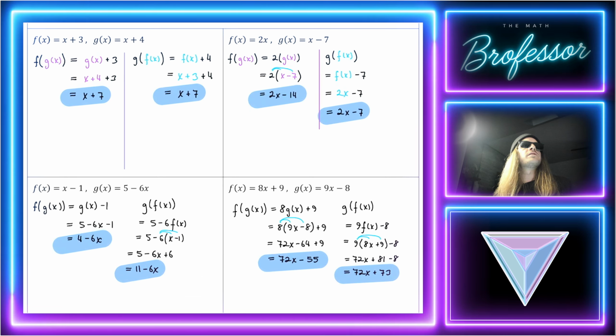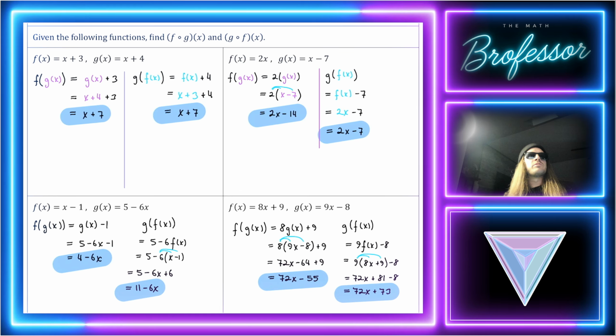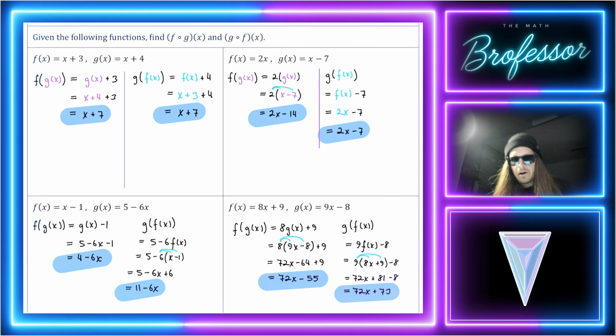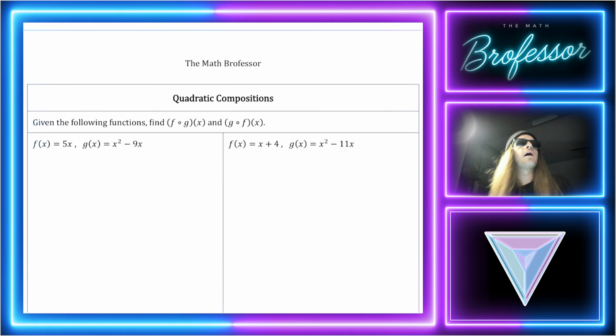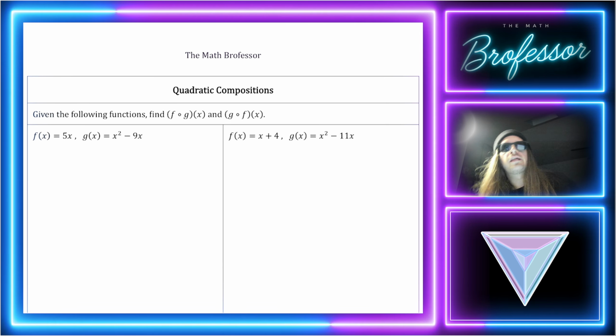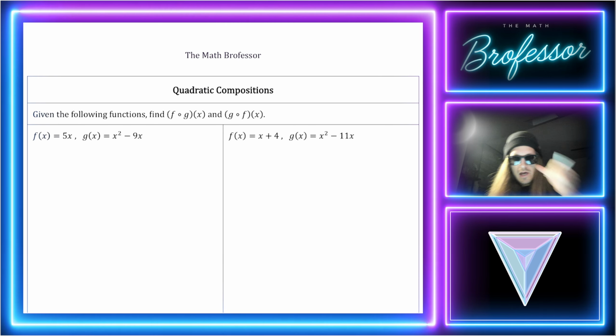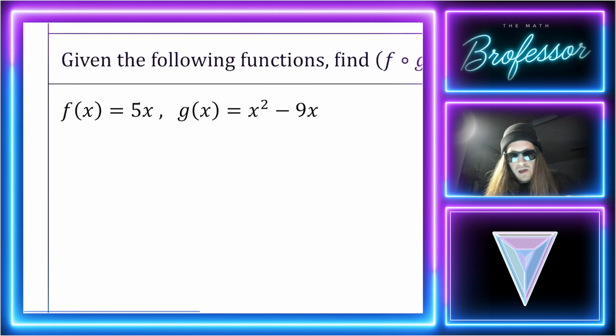Can we see all these at once? There we go. Look at that. Okay, so those are 4 linear examples. Let's bump it up to quadratic compositions. So more specifically, we're going to have 1 linear and 1 quadratic, but the compositions will end up being quadratic in the end. So let's go.